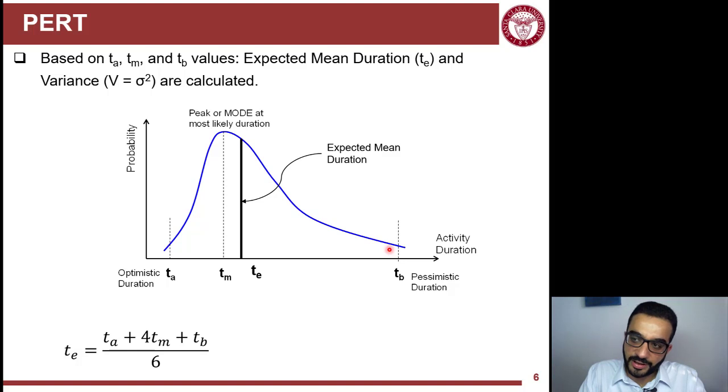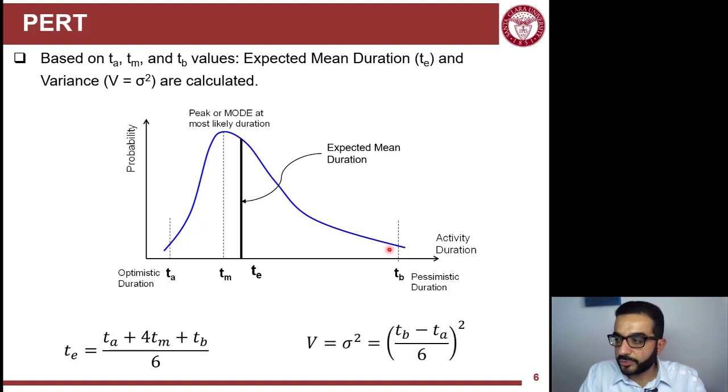So you can see the TA has a weight of 1, TB has a weight of 1, TM has a weight of 4, and you divide by the sum of weights, 6. And then the variance will be the difference between TB and TA divided by the total sum of weights, you can say 6. But remember, this variance is to the power 2. And we need to differentiate here very carefully between the variance and standard deviation.